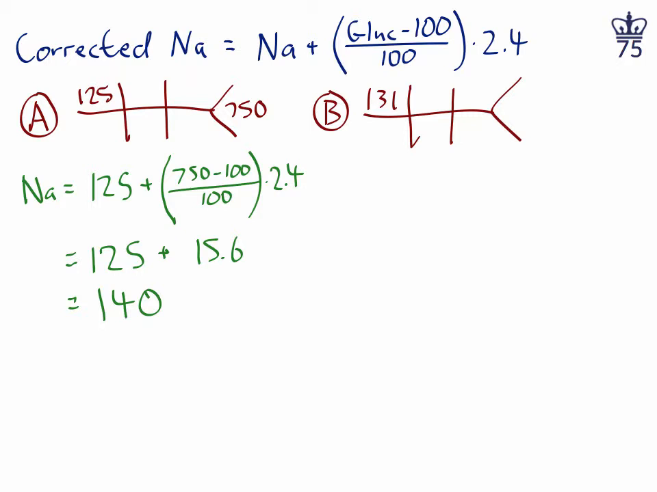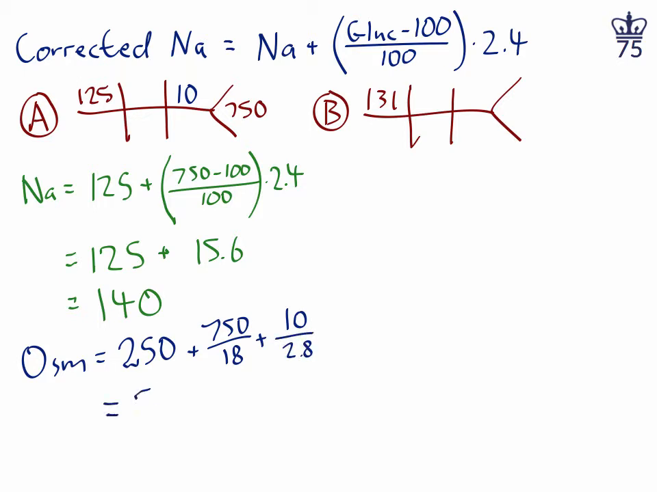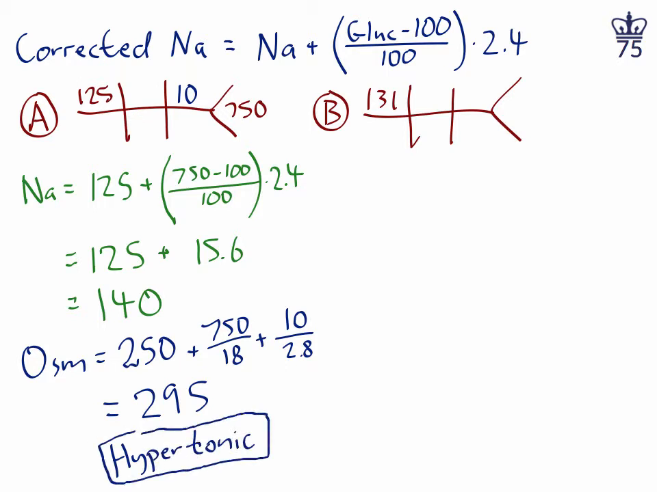Further, if we add in measurement of the BUN, say 10, then we can calculate the osm to be 2 times 125 plus 750 divided by 18 plus 10 divided by 2.8 equals 295. The osmolality is elevated, making this a case of hypertonic hyponatremia. Now let's look at patient B.